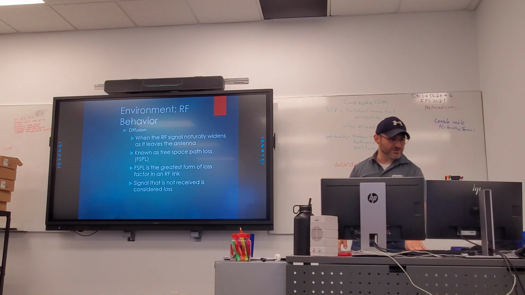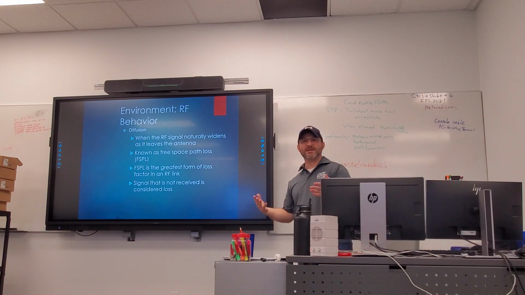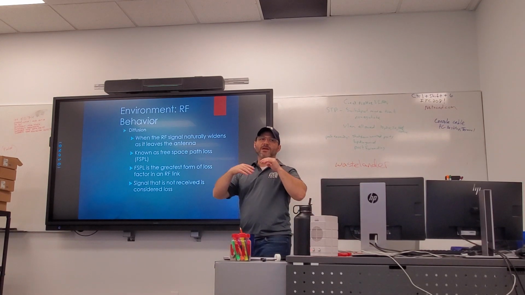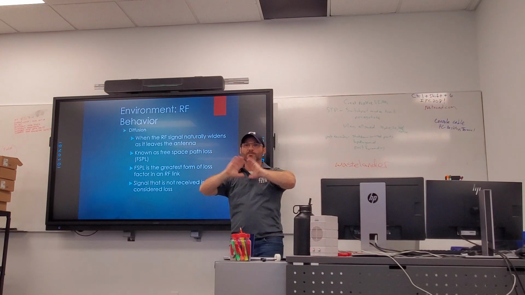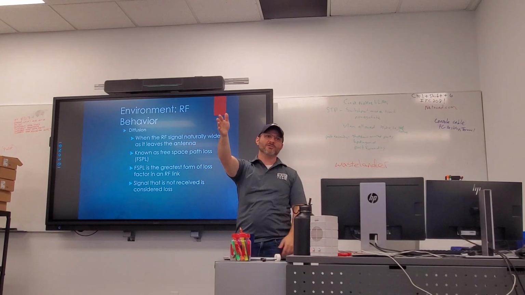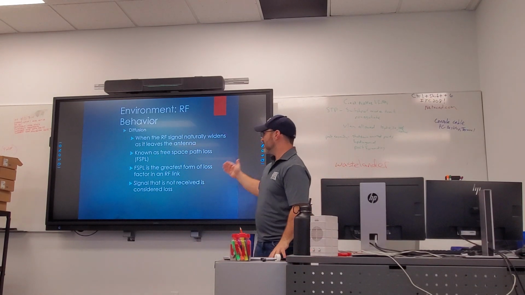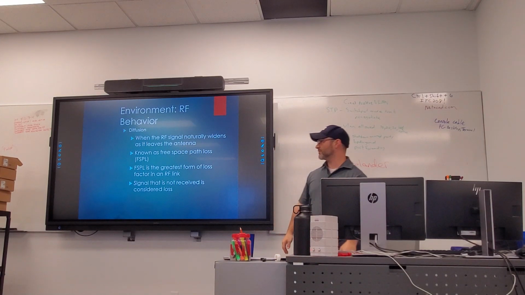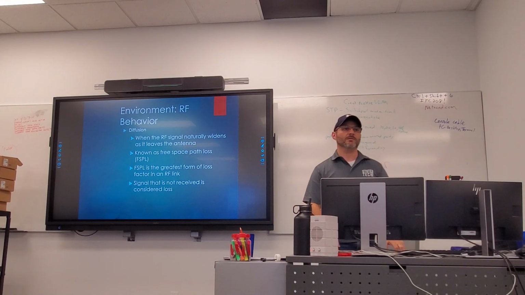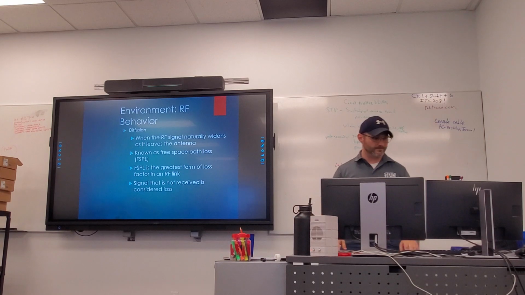All right, and then you got diffusion. An RF signal naturally widens as it leaves space. So this is known as free space loss. In an open field, you have an antenna out there, and it's broadcasting. The further it goes, the more it spreads out, the weaker the signal gets. That's all we're talking about. FSPL is the greatest form of loss in an RF link. Just free space.